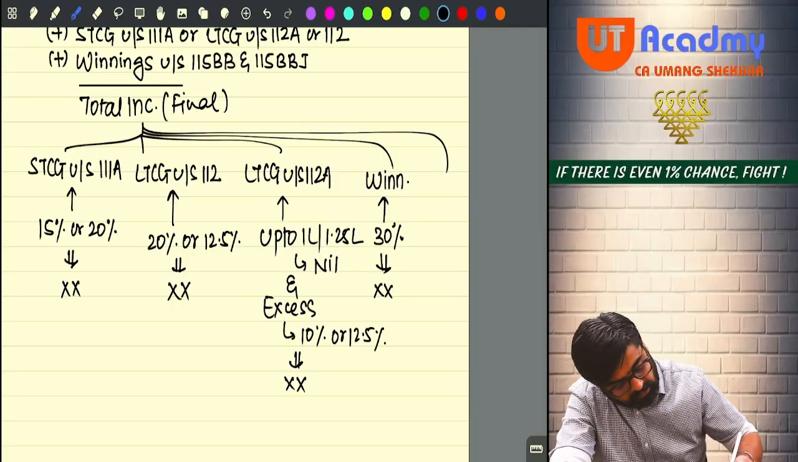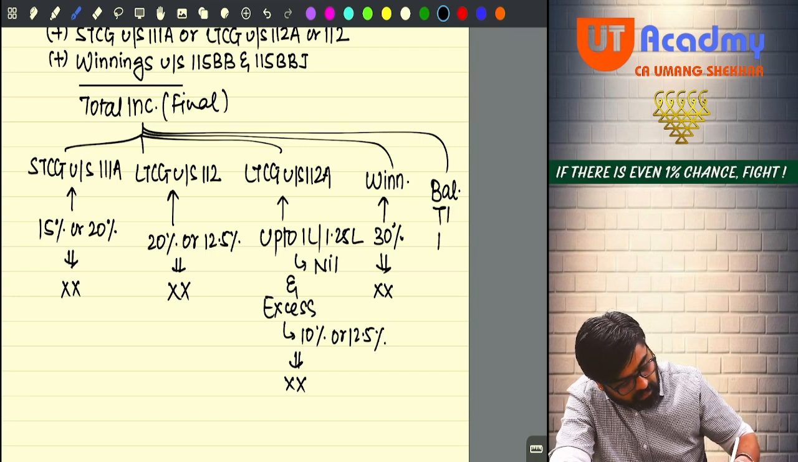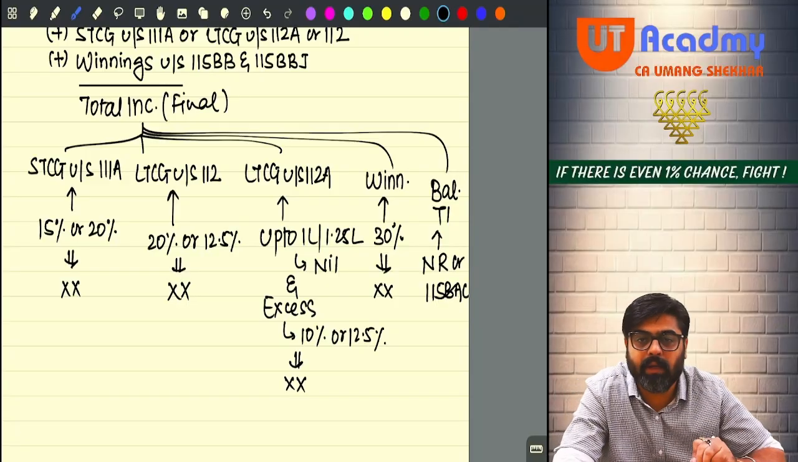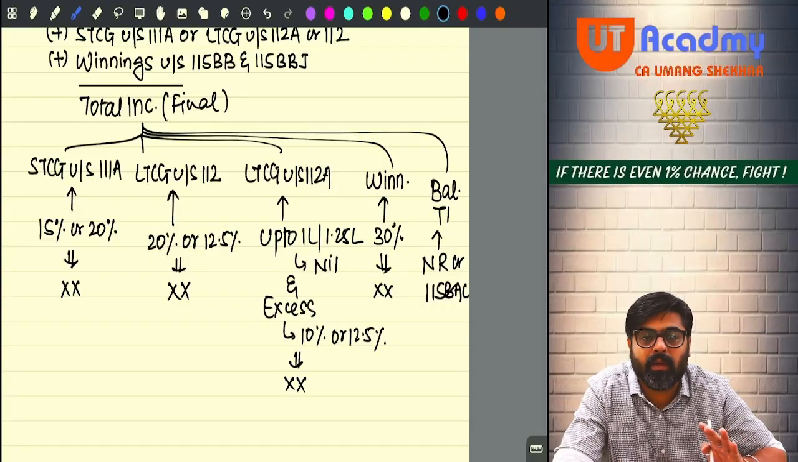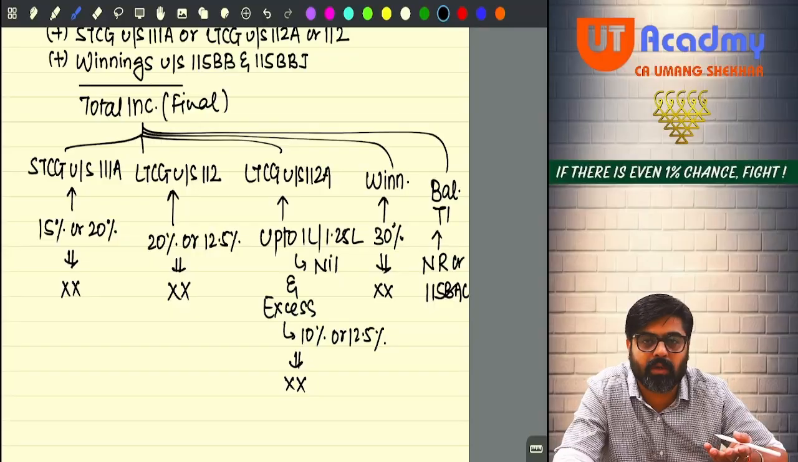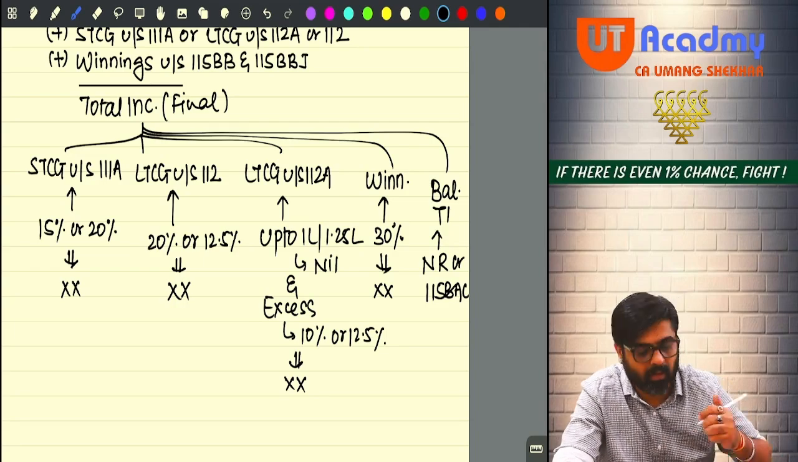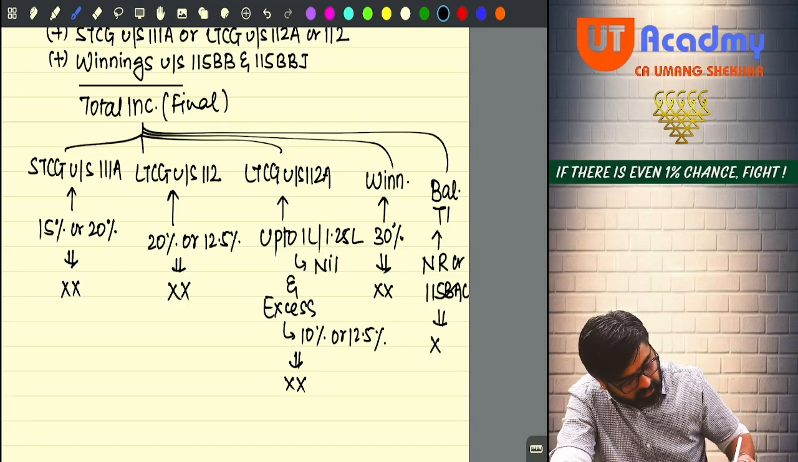And on the balance part of total income, what rate are you going to apply? Either the normal rate or the 115BAC rate as the case may be, depending on whether you are shifting out of the default tax regime or you are staying in it. If you are staying in the default tax regime, then apply 115BAC rates, and if you are shifting out, then apply the normal rates. Normal rates we already know. Yes or no? Now after applying these rates, you are going to get tax.